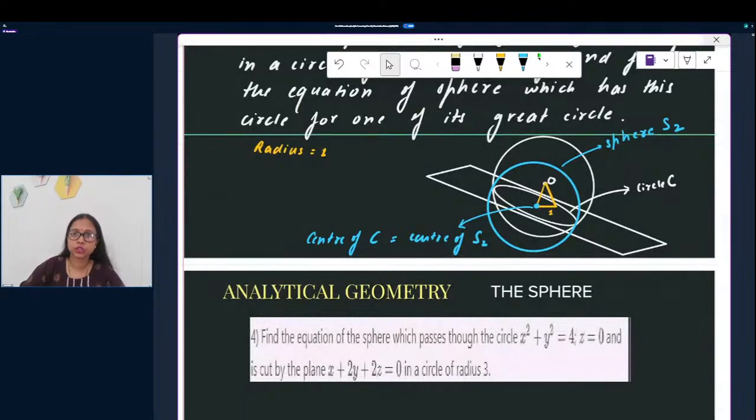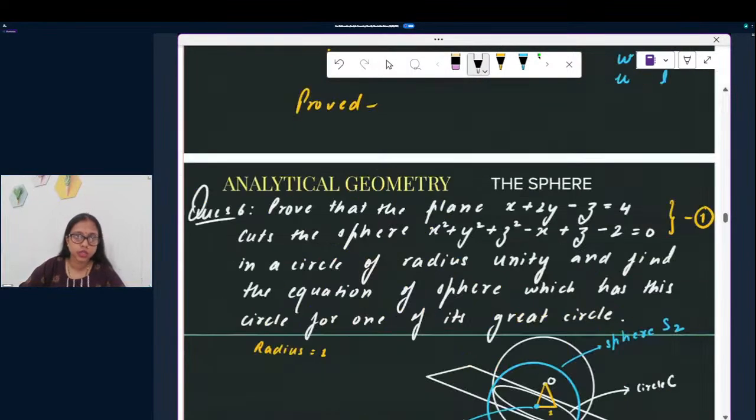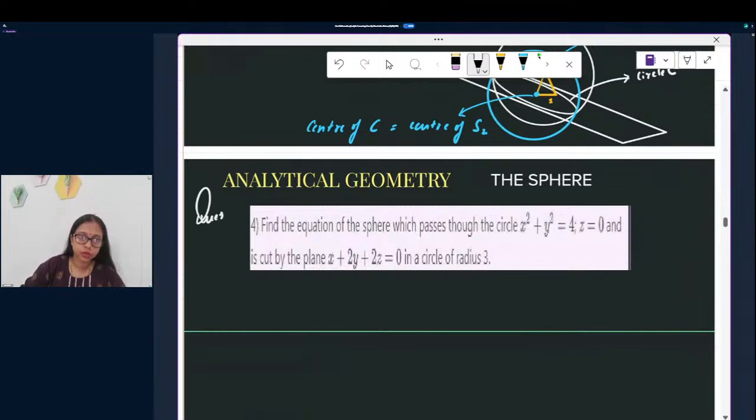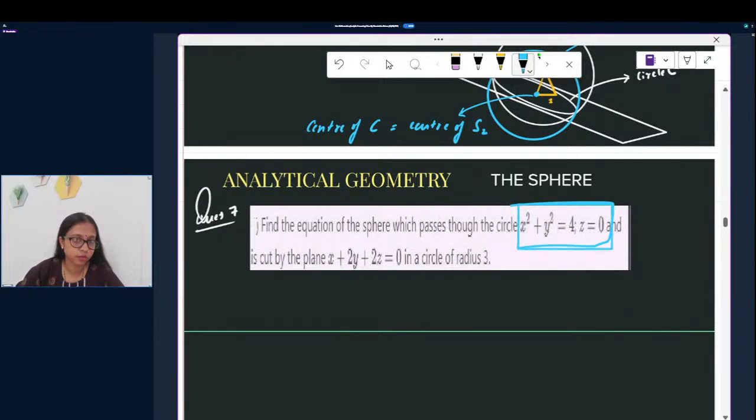Now let's do question number 7. Find the equation of the sphere which passes through the circle. Pay attention to the equation of the circle they have given us. The circle is cut by the plane in a circle of radius. Find the equation of the sphere which passes through the circle. What is this equation?